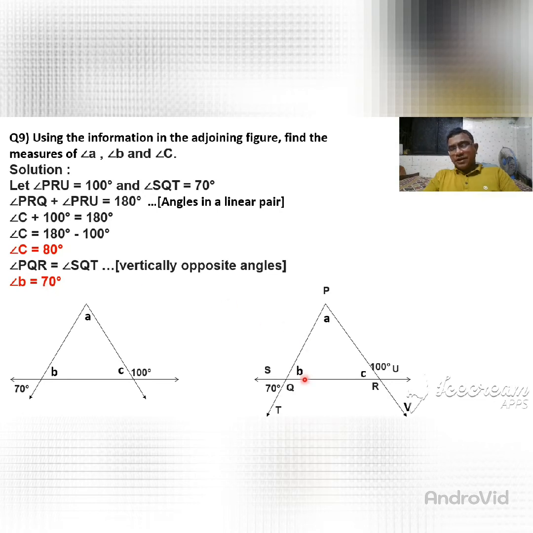So it is 70 degrees, it is 80 degrees, 70 plus 80 is 150 degrees. Subtract 180 minus 150 degrees. You are getting 30 degrees.